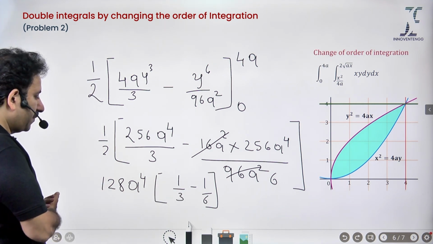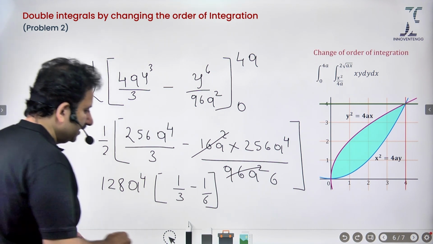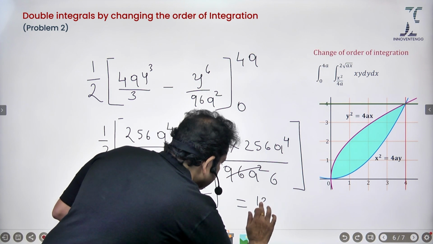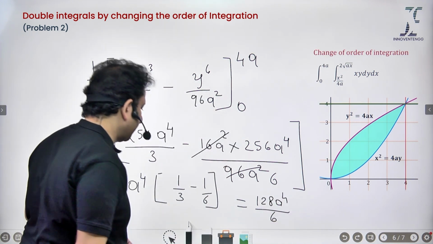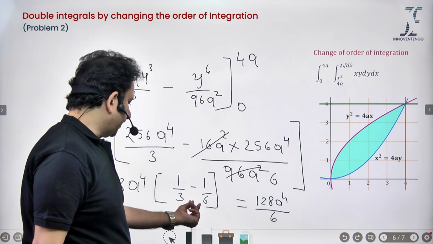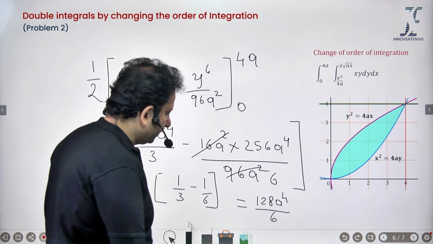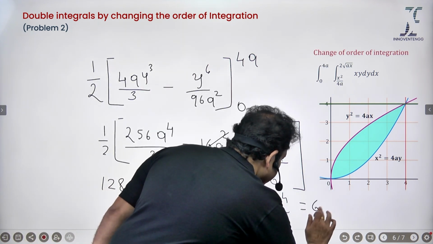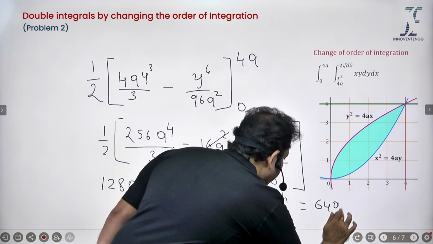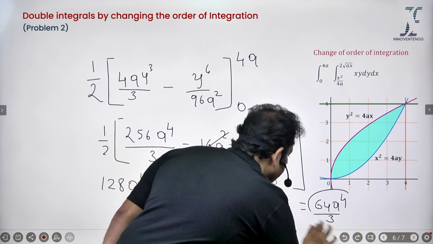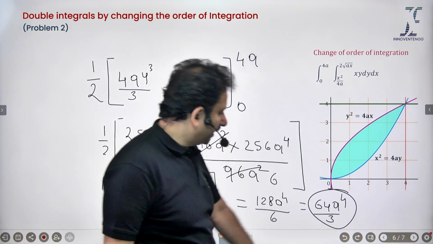So 128 a power 4 by 6. You can further simplify that, but you can keep it as 128 a power 4 by 6, right? Because even if you simplify, it is 3 by 18, which is 1 by 6. So this can further be simplified. So this is 64 a power 4 by 3. So this is the final answer. Very, very simple to evaluate.